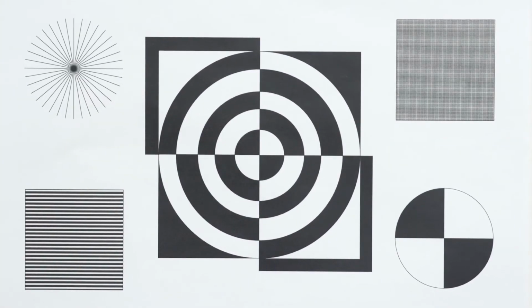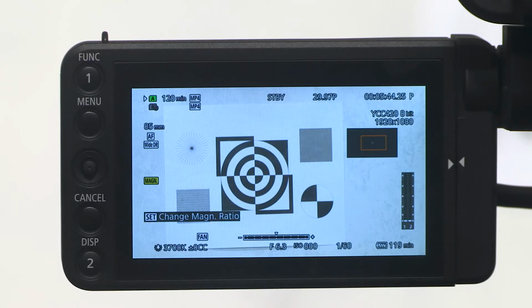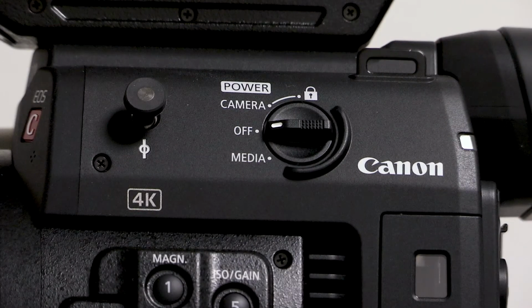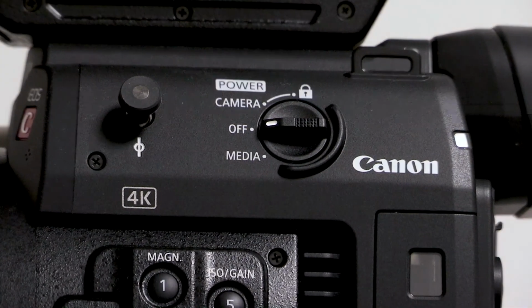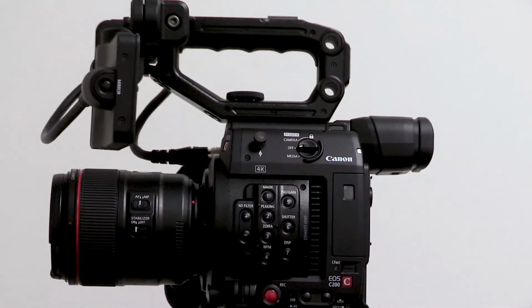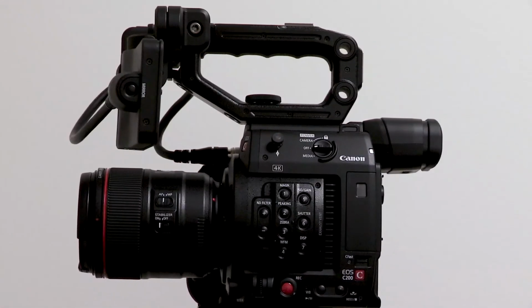Then focus your image. If you can, zoom all the way in on a zoom lens, or press the magnification button, number 1. Adjust the focus ring on your lens until the image is sharp. Then, again if using a zoom lens, zoom back out to the desired focal length.